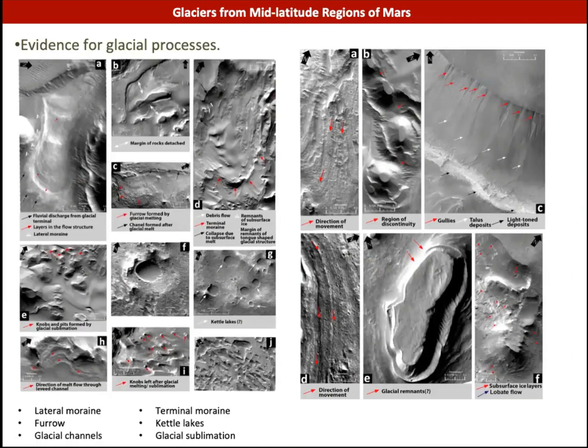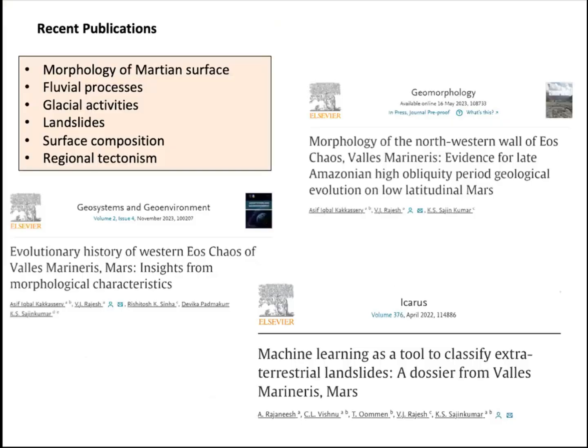We also identified in some particular regions, especially the low to mid latitudinal regions of Mars, a lot of evidence for glacial processes on Mars. So these are some of our recent publications on Mars. We worked on glacial activity, landslides, surface composition, regional tectonics, mineralogy, etc. And this is one interesting paper that came out in Geomorphology recently. Here we have also proposed that in the low latitudinal region, glacial activities are still taking place.